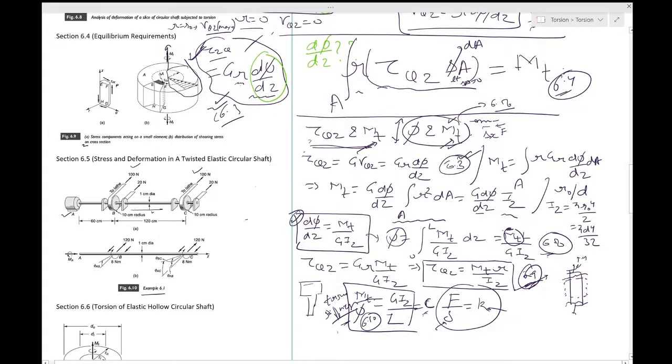Now we wish to know the maximum shear stress in the shaft due to twisting and the angle of twist phi between the two ends of the shaft. There are forces which are given to you, and the dimensions as well are given. So let's see how we can proceed to solve this problem.